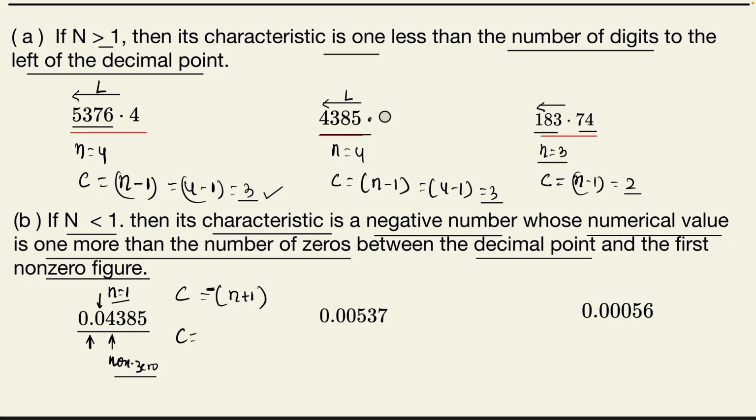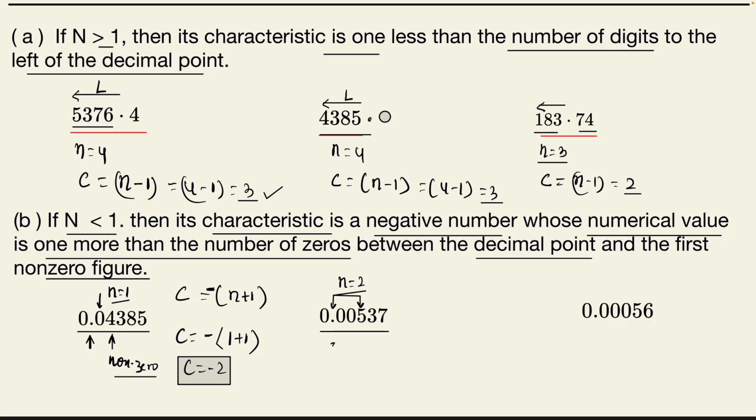So C is equal to minus 1 plus 1. So C is equal to minus 2. We got the value of characteristic here. Similarly, in this example, this is the decimal here and 5 is the first non-zero number on the right side. So how many zeros lying between these two? N is equal to 2.